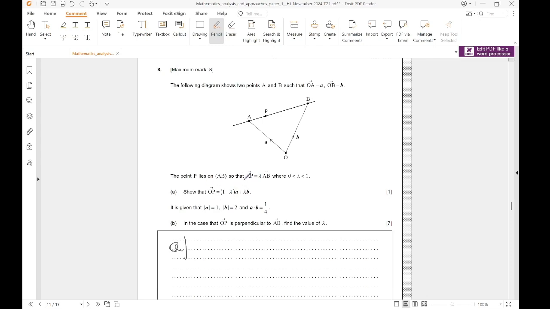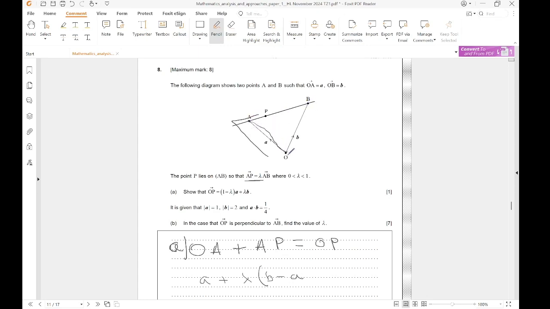I don't want you to look at this yet. Just think about O to P. This is what they're asking you to find. They've said AP, A to P, is lambda AB. So OA plus AP will give me OP, which we are trying to find. OA is easy enough, which is a, plus AP, which is lambda times AB. So AB is b minus a, because for AB, from A to B, you have to take this route over here.